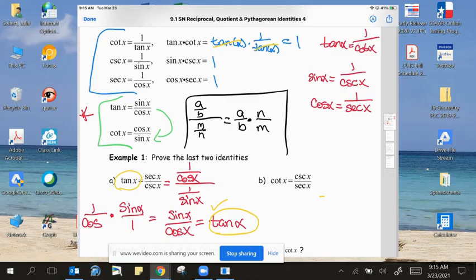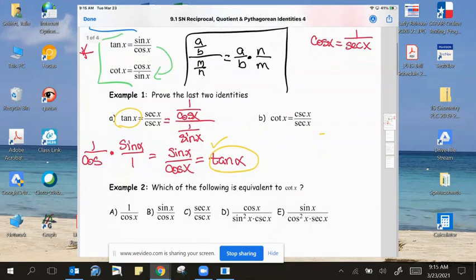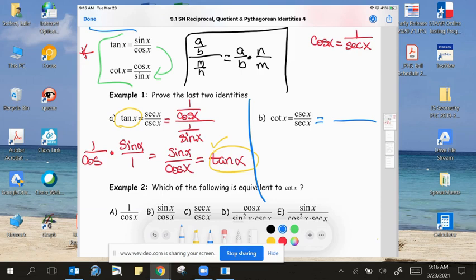So let's take a look at part B. Similar type problem. We have cotangent x equal to cosecant x over secant x. So we are going to express cosecant x as its reciprocal, 1 over sine x. Same thing with secant x. It's the reciprocal of cosine x, so it's 1 over cosine.